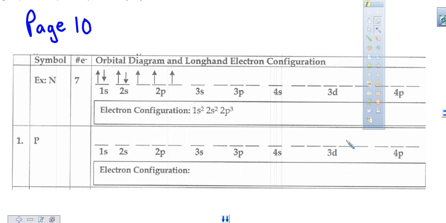And once again, go left to right and follow those rules. Follow the Aufbau principle, go in order, lowest energy up. Follow the Pauli exclusion principle. You need to have 2 arrows and 2 arrows only, with opposite spins in the same orbital. And then follow Hund's Rule, right? Spread out the electrons in the orbitals before you pair them up.